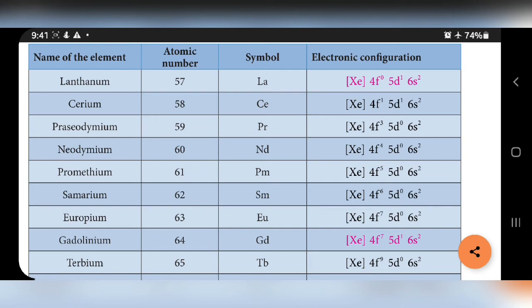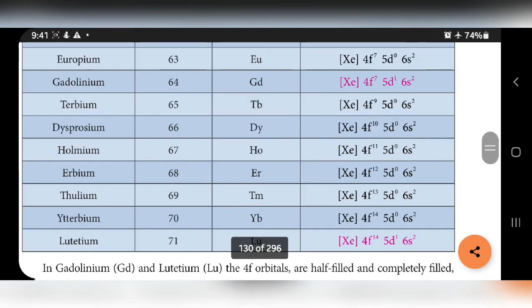Praseodymium: 4f3, 5d0, 6s2. Neodymium: 4f4, 5d0, 6s2. Like that, electrons are filled in the f orbital. So the last element, lutetium, atomic number 71, is xenon 4f14, 5d1, 6s2. So in the f orbital, electrons are filled.